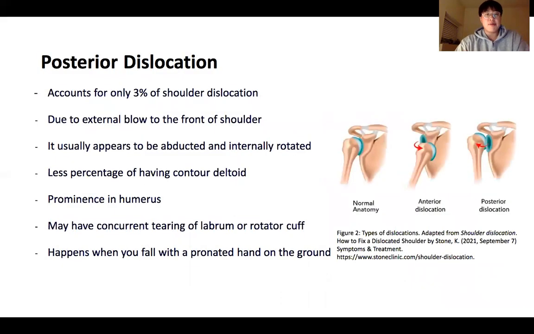Now we have posterior, which is only 3% of shoulder dislocations. It's due to an external blow to the front of the shoulder, so that means you're kind of blown to the back. It usually appears to be abducted and internally rotated. There is less chance of deltoid contour loss, with prominence of the humerus, the same as anterior. You may have concurrent tearing of the labrum or rotator cuff. It happens when you fall with a pronated hand on the ground. So imagine if you high five with someone and you're kind of breaking your shoulder backwards.